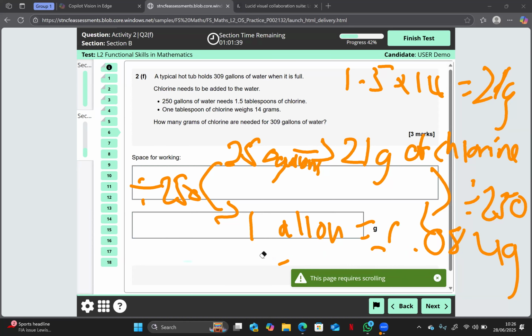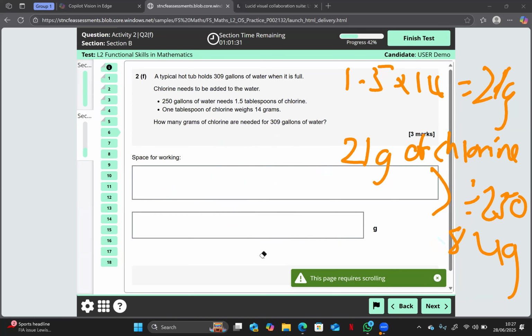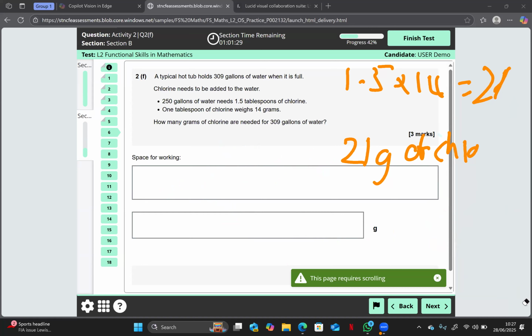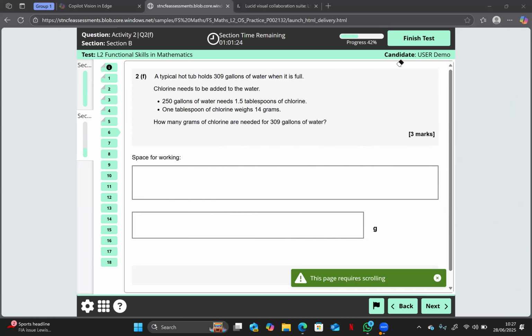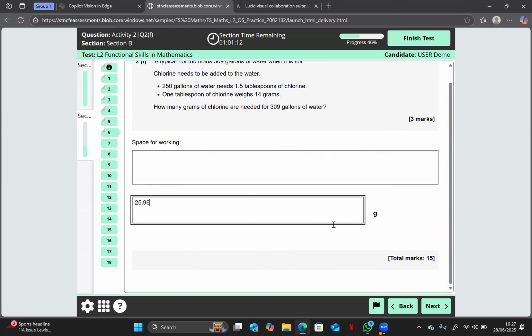All I've done there is worked out what 1 gallon would be in terms of grams, which is 0.084 grams. And then I've multiplied that by 309 gallons. So it would give us, like I said before, 25.96 to 2 decimal places grams of chlorine.